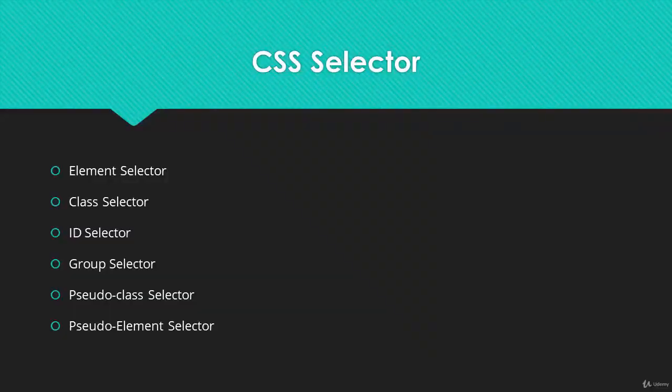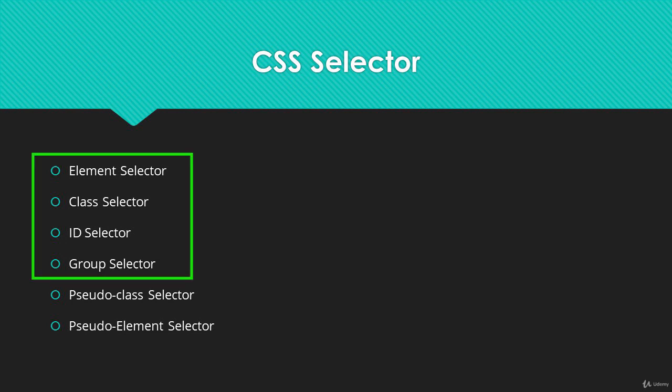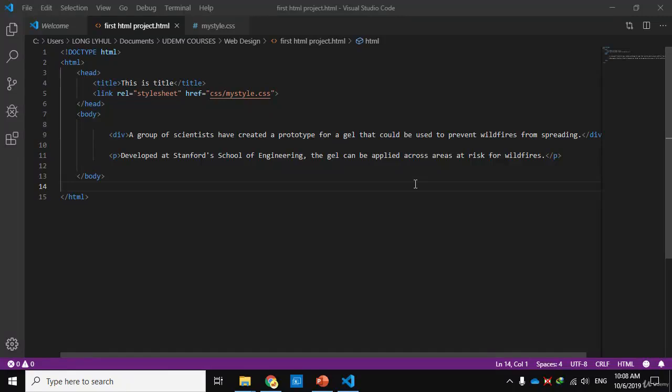There are many types of selector, but in this course, I will only show you four of them because we always use them all the time when applying style sets to the web page. They are element selector, ID selector, class selector, and group selector. Let me explain CSS element selector.